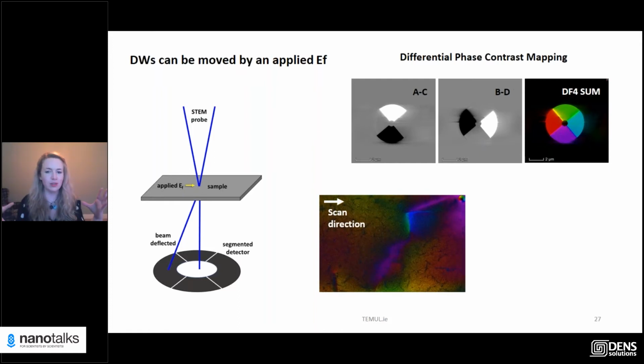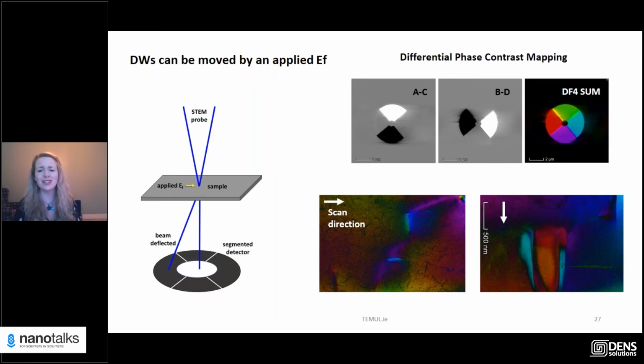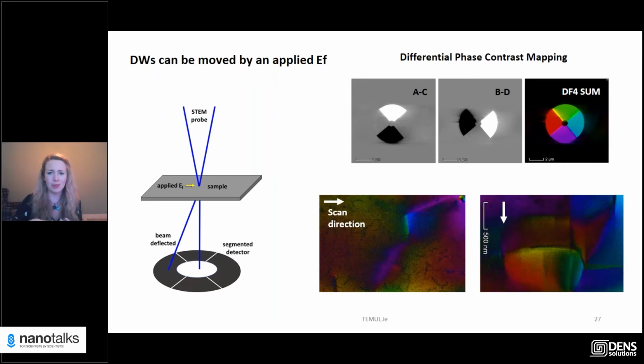And then you get a whole field of view of going through that domain, where the beam deflected this way, so either the polarization or the strain is in that direction. And then this gives us these lovely colorful maps. This is a GIF of a series of scans, and you can see the domain walls moving under the STEM probe.